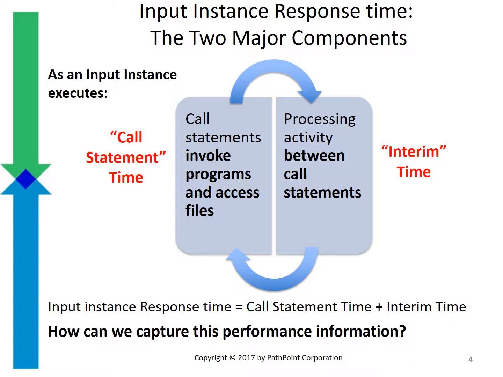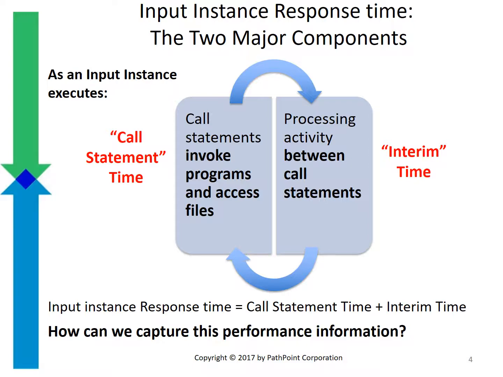There are two major components of input instance response time. Call statement time is when an input instance executes. Call statements are issued to invoke programs and to access files for data. The processing time for these call statements is a significant part of the response time of an input instance. Interim time is processing time that takes place between call statements. For example, when data is returned to a program after a call to a file, the program typically does some processing like editing and validation on that data. So input instance response time equals call statement time plus interim time.